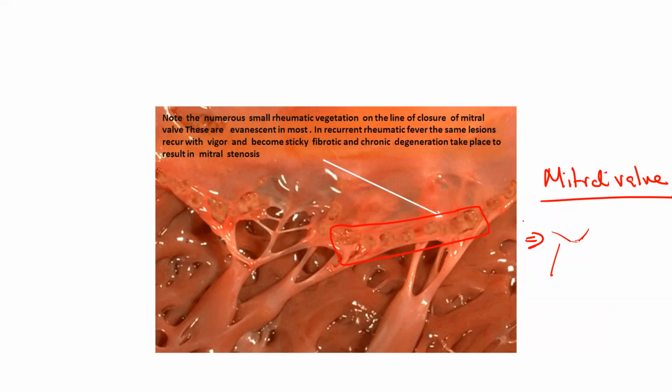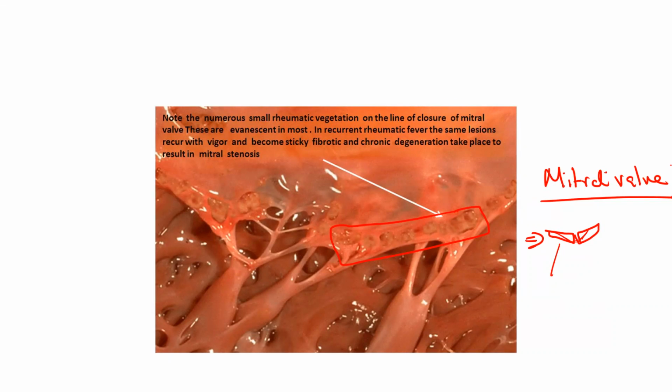And what will happen if there are adhesions between these leaflets and the chordae tendineae, and thickening of these valves? There is going to be mitral stenosis. There can also be mitral regurgitation. So all these problems will start occurring. This is how the endocardium is involved.